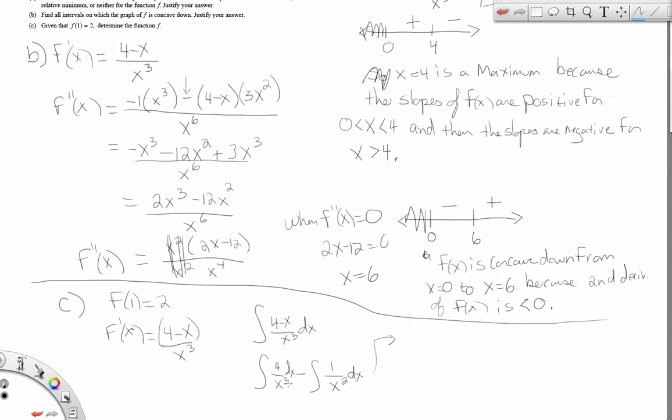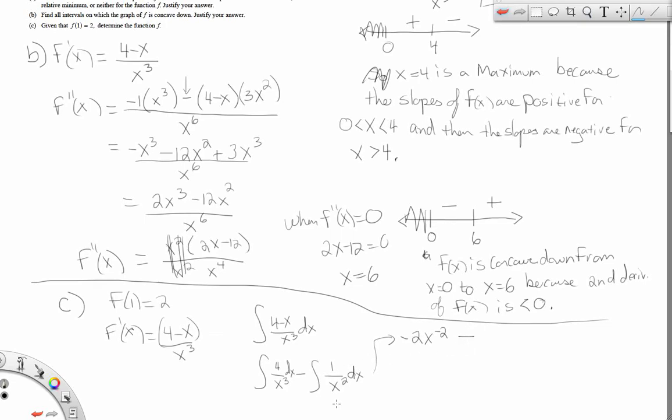So this is really x to the negative 3. So I'm going to add 1. I get x to the negative 2. I've got to account for the negative 2 canceling out, so I've got to multiply by negative 1/2. But I already have a 4 there, so it looks like I get negative 2. Check it. Negative 2 comes down, makes positive 4, x to the negative 3. That's what we've got.